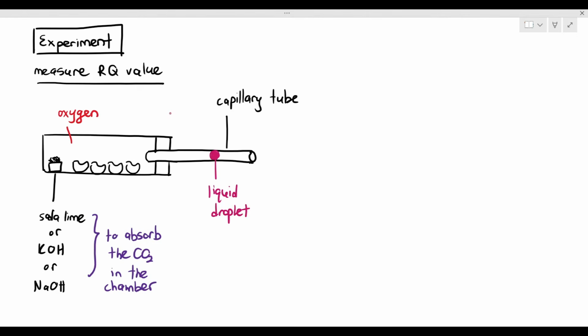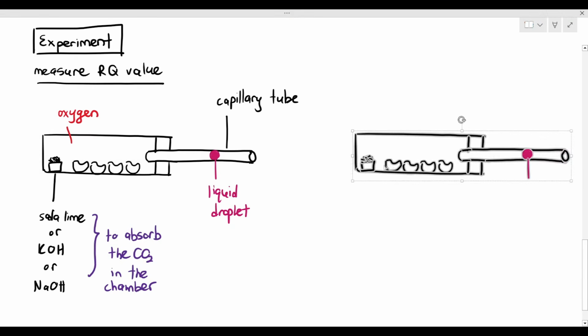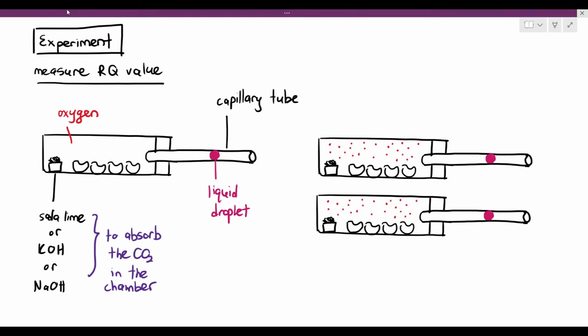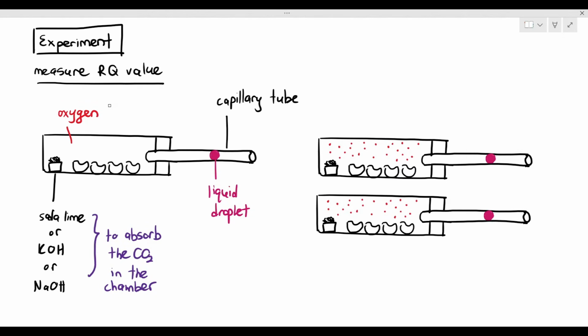All right. Now, how does this experiment actually work? Now, let's represent the oxygen as those dots. Okay, you cannot see oxygen molecules, obviously, but I'm going to represent those small little dots inside the chamber as oxygen molecules. Now, as the seed starts using up oxygen, because the seed is carrying out aerobic respiration, the seed will absorb the oxygen from the surrounding. So what happens to the volume of oxygen? It decreases. And as the amount of oxygen in the chamber decreases, what happens? The droplet starts moving towards the seeds, or it moves towards the left.